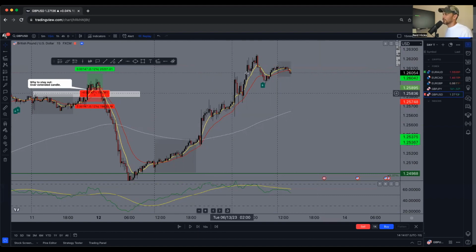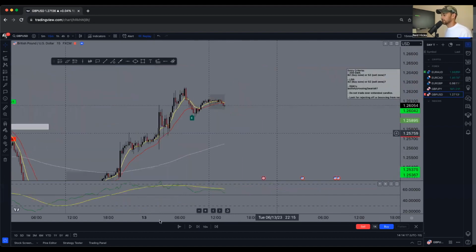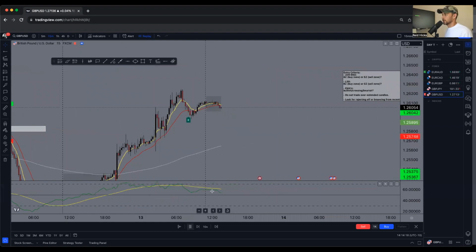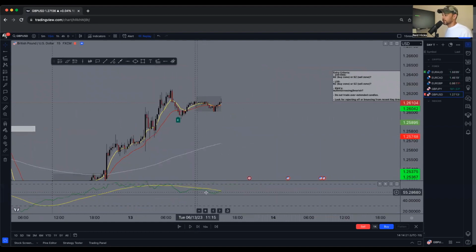When price is moving away from me so quickly, I'm not going to try to force anything. I'm not going to try to jump in this trade. It's just not my type of style, right? So, just moving on. Now we are in the buy zone again.